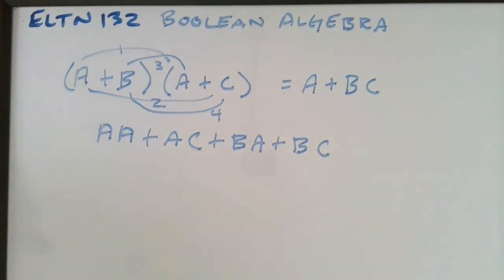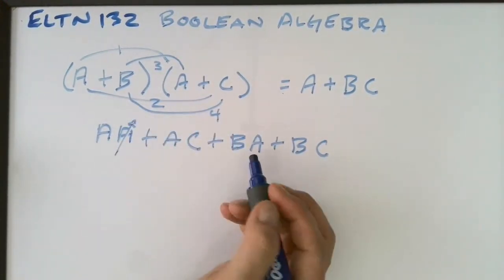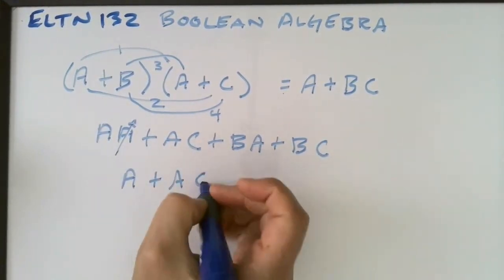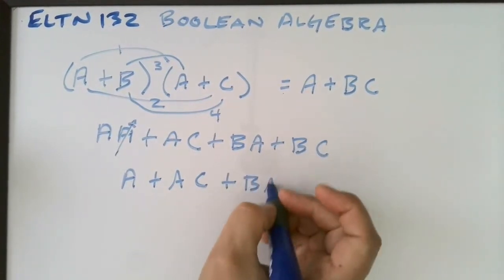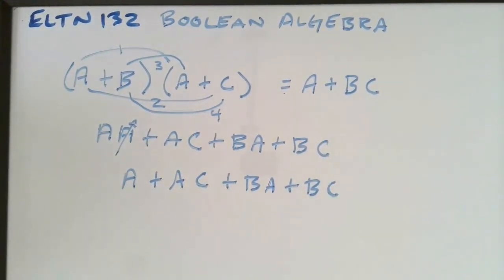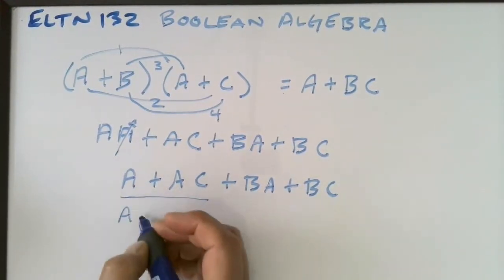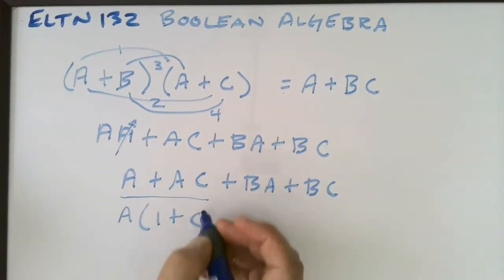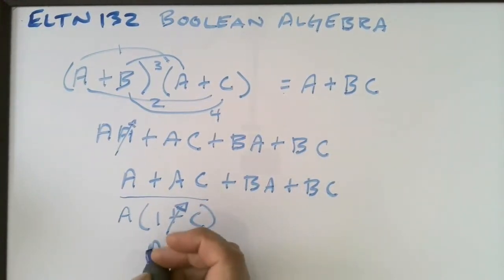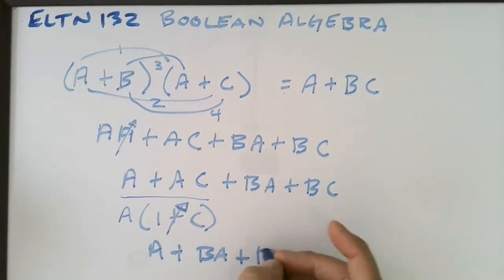Now, again, some of these terms, for example, if we have A and A, that term just simply becomes A. So we can rewrite this as A or A and C, or B and A, or B and C. But pretty soon you can start to see other things that we can factor out. Remember this one here, A or AC? That becomes A and 1 or C, and that whole term ends up dropping out. Okay, so now we're left with A or BA or BC.